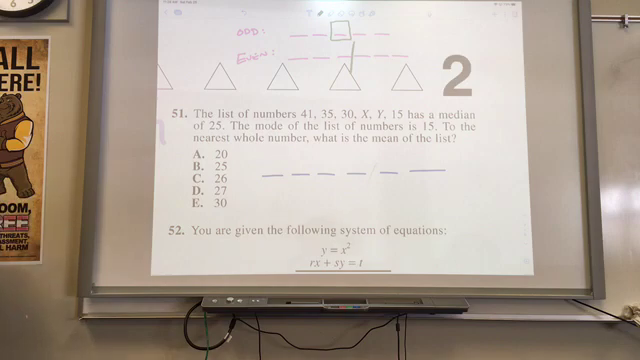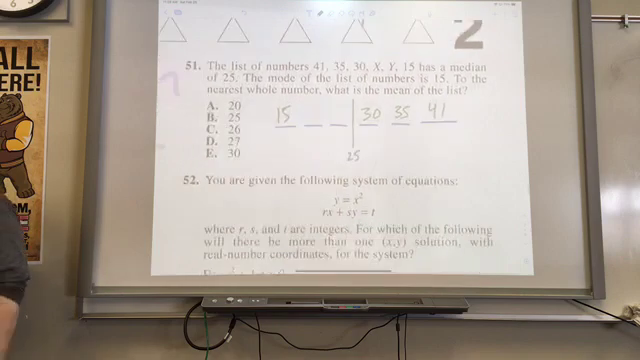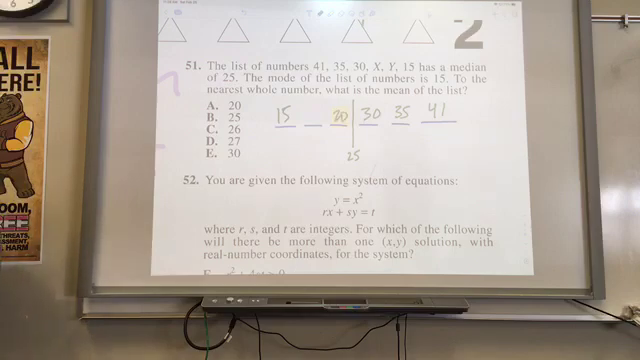So here's what I did. First thing I did, I wrote this in order. I wrote, okay, 41, 35, 30. If there's a median of 25, it has to be right there. And I know that that's 15. And I have to fill in those other 2. But right now, can I fill in this one? Yeah. Because if the median is 25, what would it have to be? 20. It has to be.